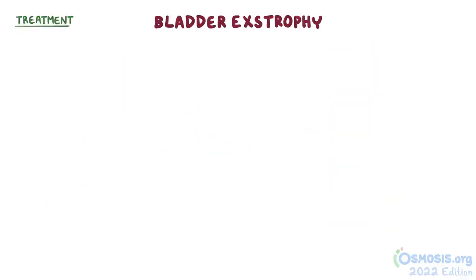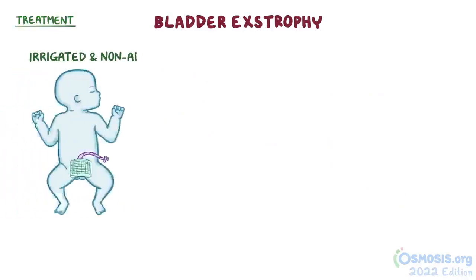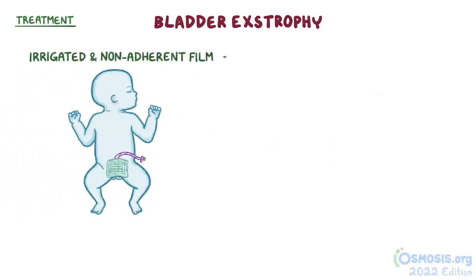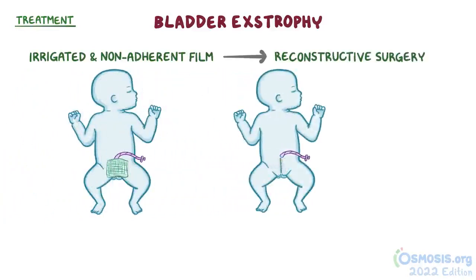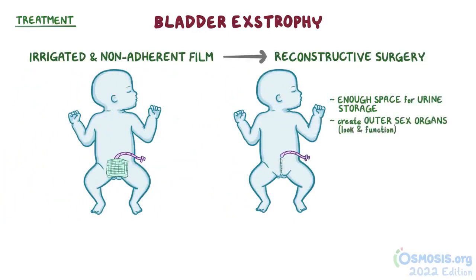Regarding treatment, the exposed bladder is irrigated and a non-adherent film is placed to prevent contamination. Reconstructive surgery follows soon after that. The goals are to provide enough space for urine storage, create outer sex organs that look and function acceptably, establish bladder control, and preserve kidney function.